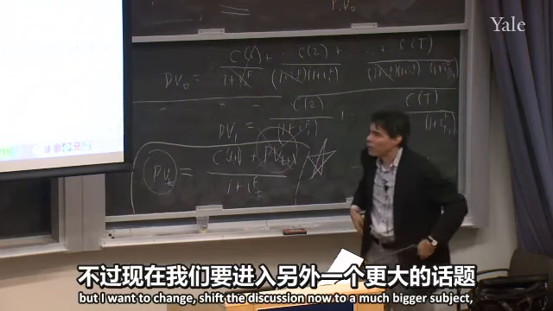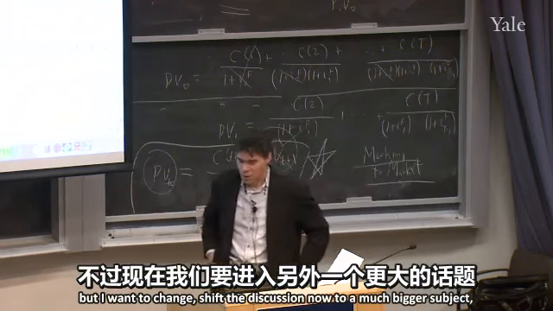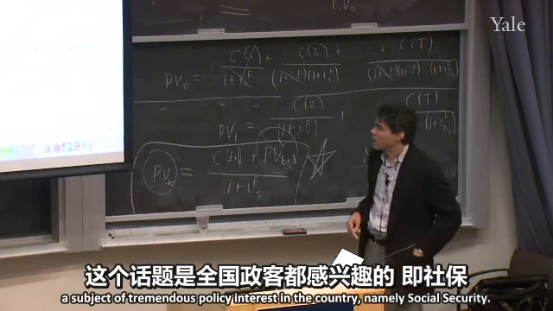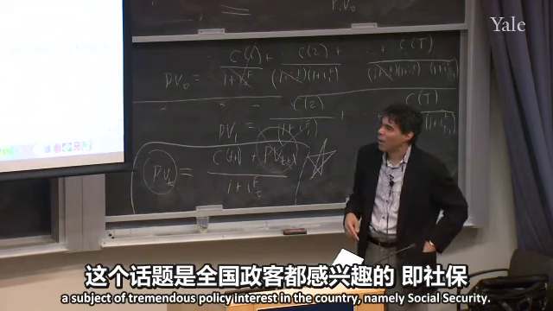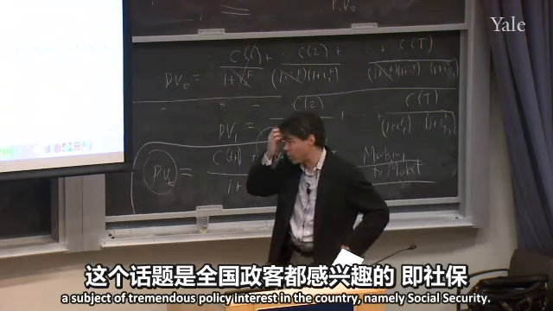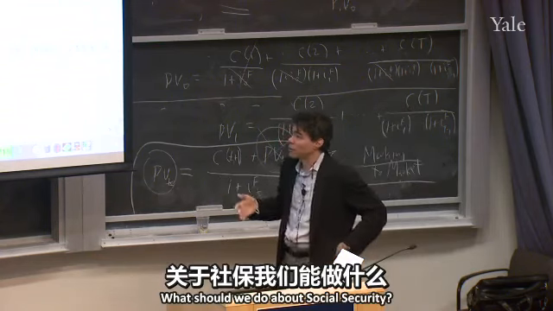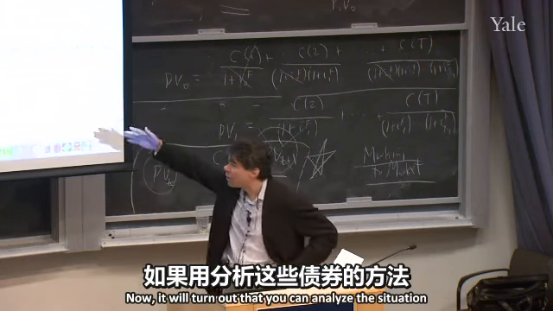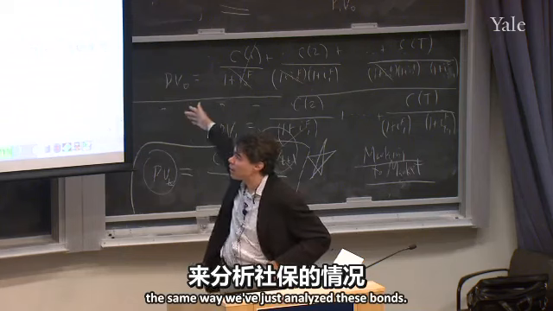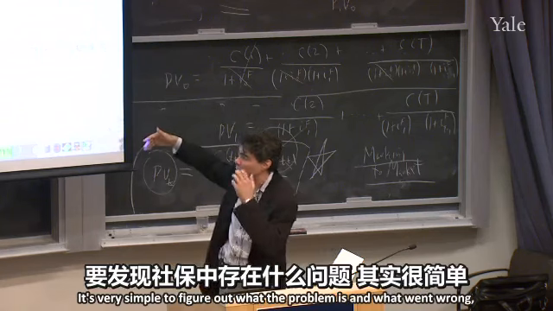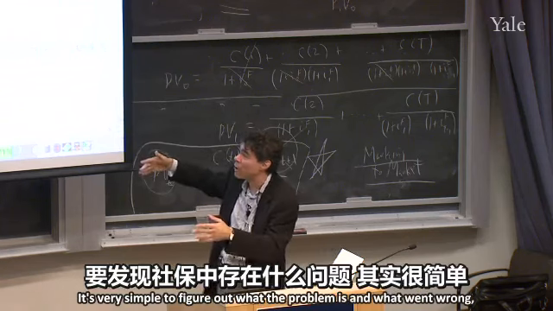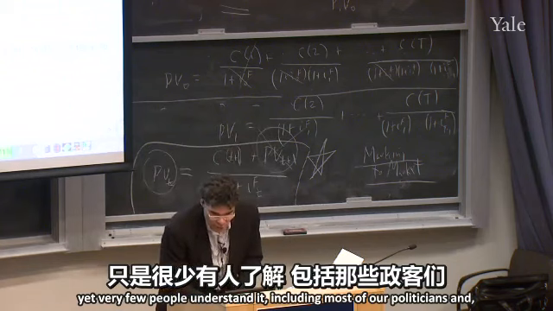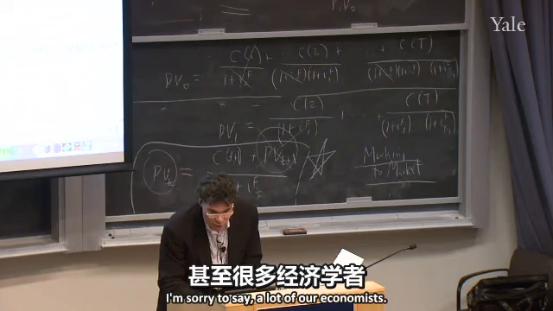We could do a lot more examples like that, but I want to shift the discussion now to a much bigger subject, a subject of tremendous policy interest in the country, namely Social Security. What should we do about Social Security? Now, it will turn out that you can analyze the situation the same way we've just analyzed these bonds. It's very simple to figure out what the problem is and what went wrong, yet very few people understand it, including most of our politicians and, I'm sorry to say, a lot of our economists.